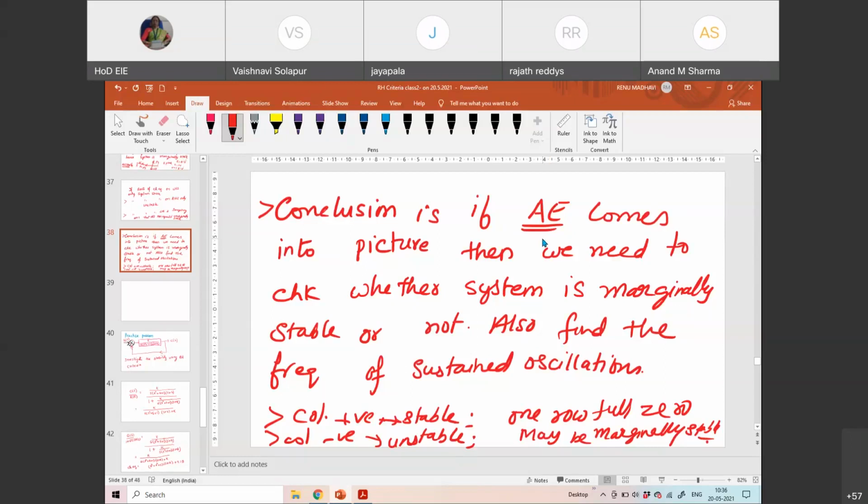Then completing the root array, you can find out apart from these imaginary poles, whether the rest of the poles are lying only on the left hand side, on both the left hand side and right hand side, or only on the right hand side, and you can comment on the stability.